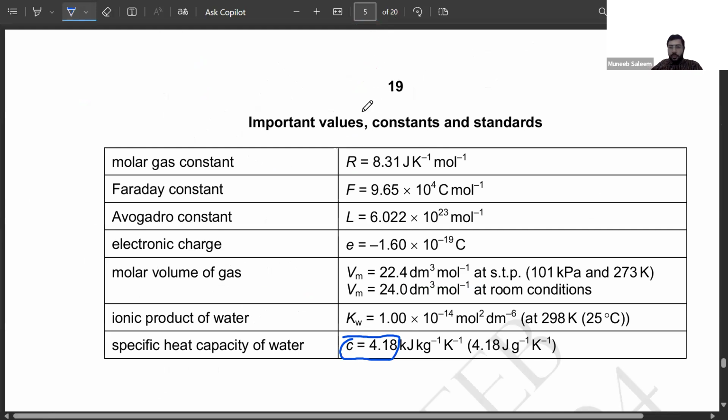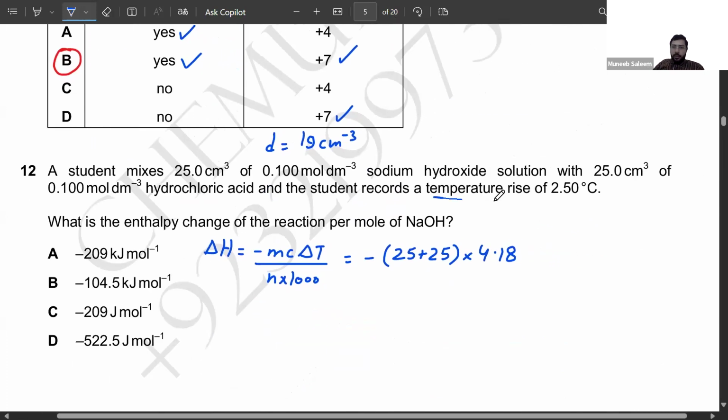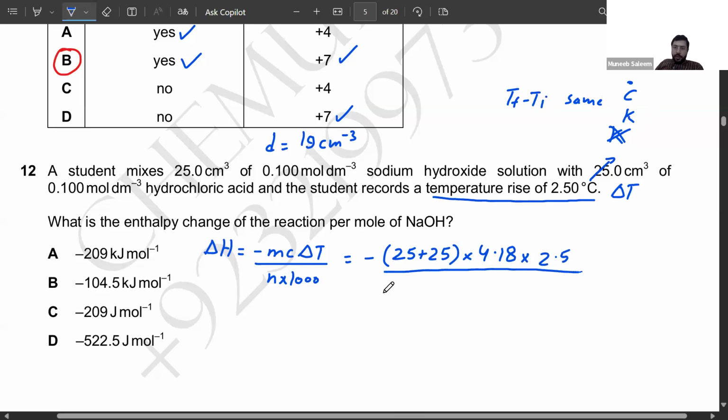Now back to the question. Then the temperature rise is basically the delta T. So you do not need to convert this temperature from centigrade to Kelvin. Do not convert into Kelvin, since it is a difference. The difference Tf minus Ti is the same for both centigrade and Kelvin. They are the same, so the difference is the same. So do not change the value into Kelvin. Then we write 2.5 over here, divided by moles.